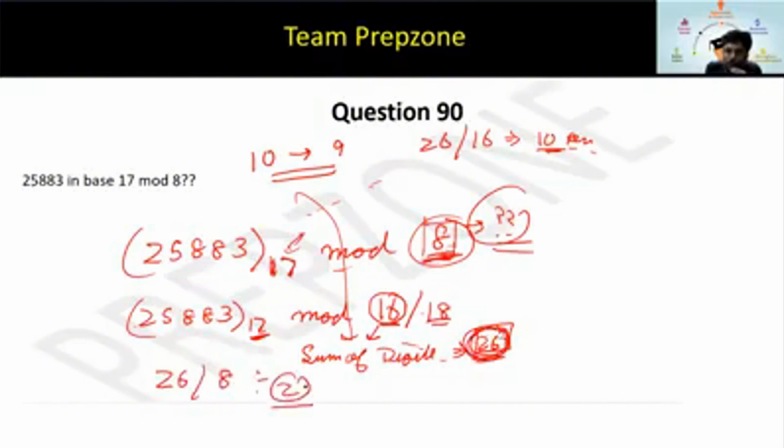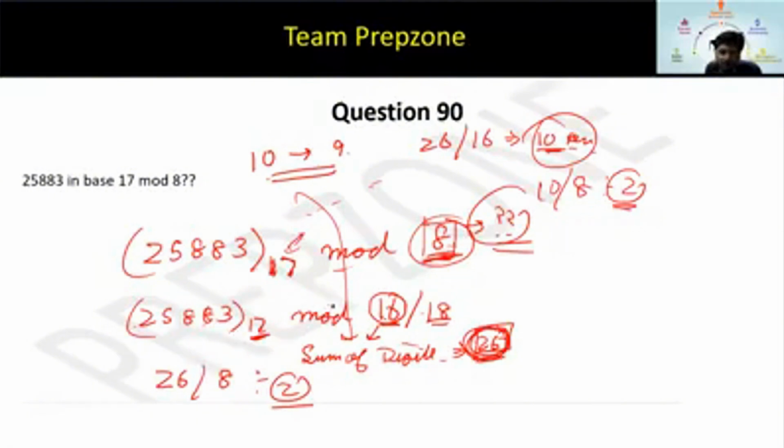Simple, answer is 2. Or you can also say 10 was my remainder. 10 divided by 8, answer is 2. Clear? I'm using a simple analogy: if this would have been base 10, then for 9 what would it be? Sum of digits. This is base 17, so for 16 what will it be? Sum of digits. Clear? Sum of digits should be divisible by what?